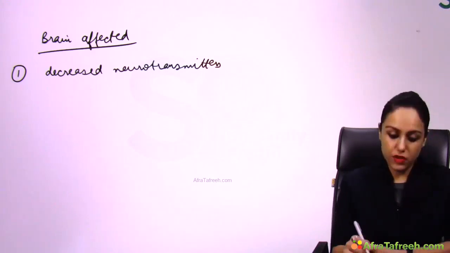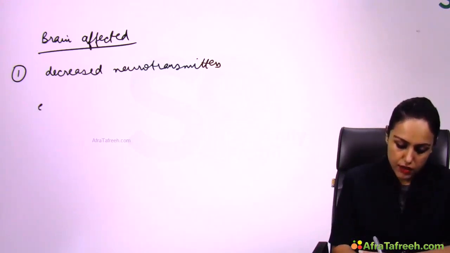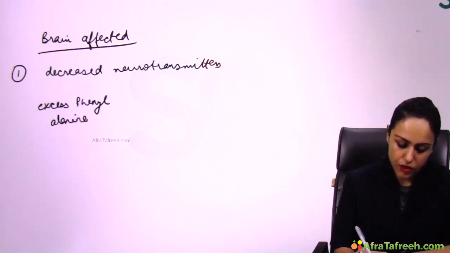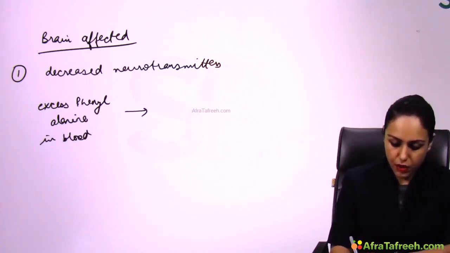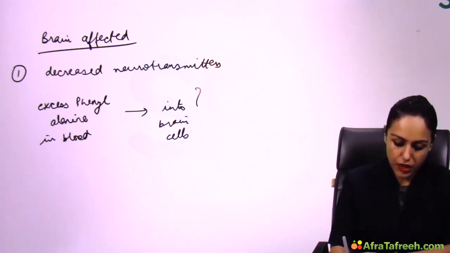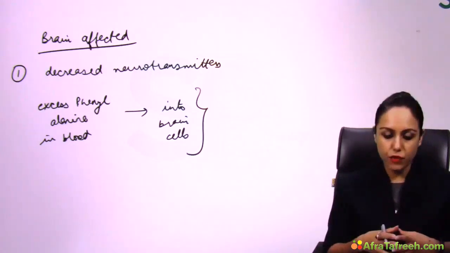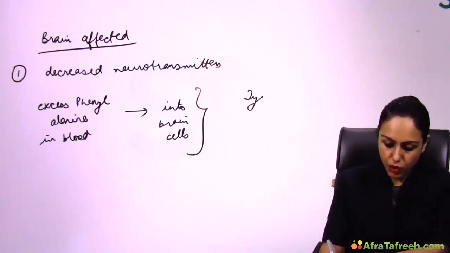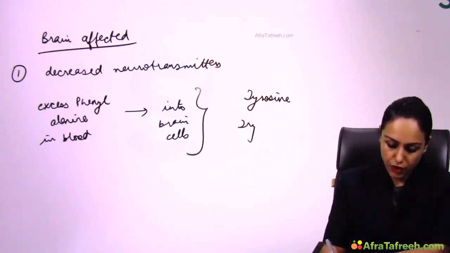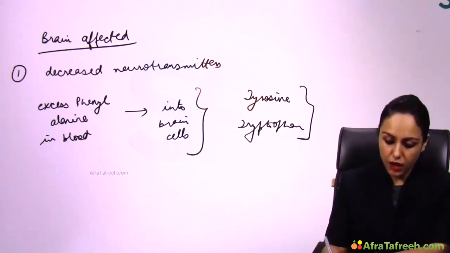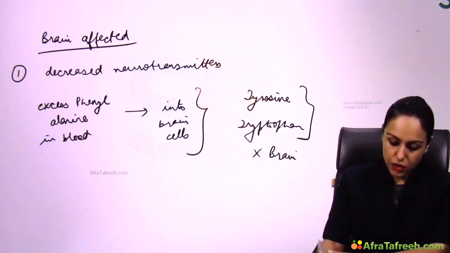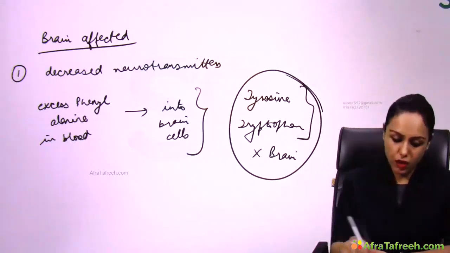And why do decreased neurotransmitters occur? Because there is excess of phenylalanine in blood. I told you, phenylalanine is getting accumulated. Excess phenylalanine in blood is taken up into the brain cells. It will go into the brain cells, and brain cells keep uptaking phenylalanine from blood. So the brain is not taking tyrosine and tryptophan from blood. So tyrosine and tryptophan from blood are unable to reach brain cells. So there is deficiency of tyrosine and tryptophan in the brain.